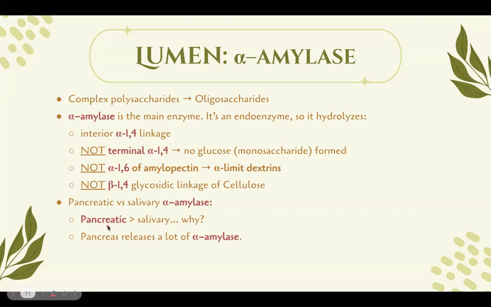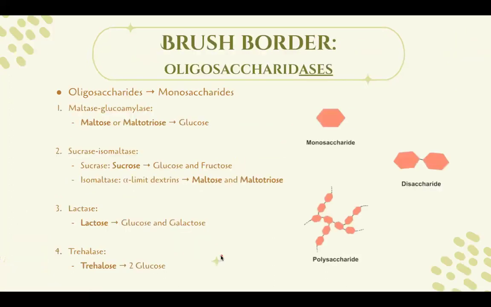Pancreatic alpha amylase, however, does not pass by the stomach because it will be released into the small intestine right away. So it doesn't get destroyed by the stomach acidity. And it will be exposed to the food for longer than saliva. So this is why the pancreatic amylase is more effective. And you will see this generally with the other nutrients as well, that the pancreatic enzymes are generally the most important. Also, the pancreas releases a lot of alpha amylase, and so it does the job well. Okay, now we're done with the luminal digestion.